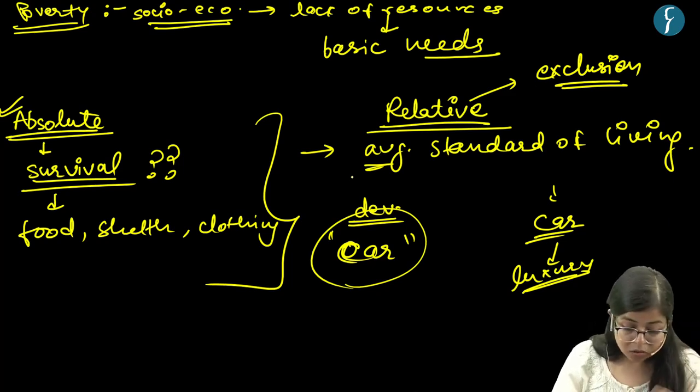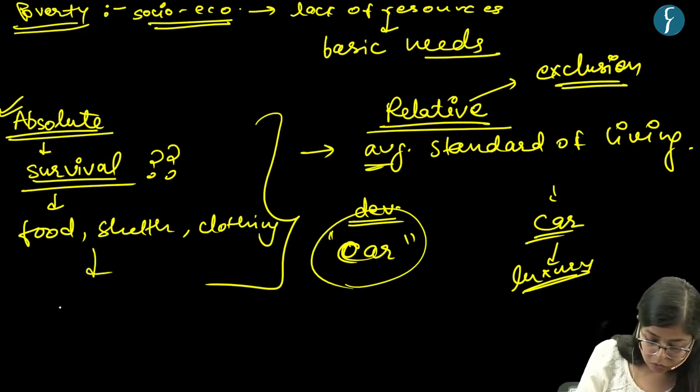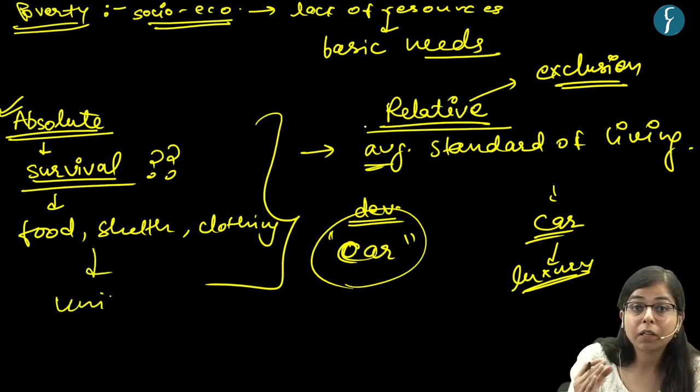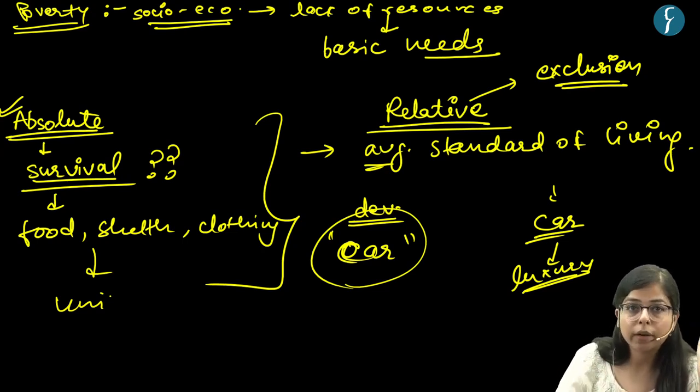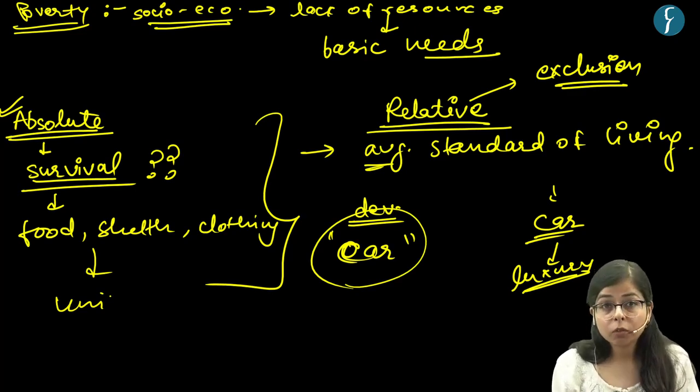I think you understood these two concepts of absolute poverty and relative poverty. Absolute poverty is universal and relative poverty is relative. It is specific to any particular location at any particular point of time, right? Now we understood what absolute poverty is and we also understood what relative poverty is.